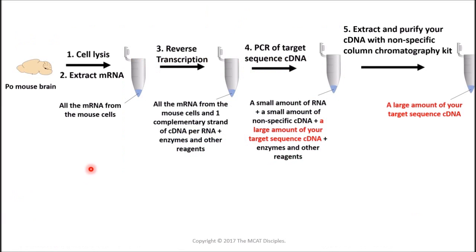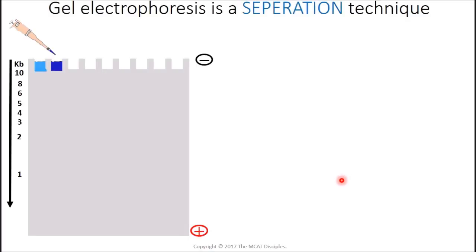Alright, so we did the PCR of our target cDNA, and we did add-on PCR, so we actually added on sequences to our gene of interest in order to later be able to cut it and add it to our vector. So now our next step is to extract and purify our cDNA with a non-specific column chromatography kit. In order to do that, we need to do a gel electrophoresis experiment, actually an agarose gel. The reason we have to do an agarose gel is because we need to separate our cDNA from any of the other cDNA that's in the solution.